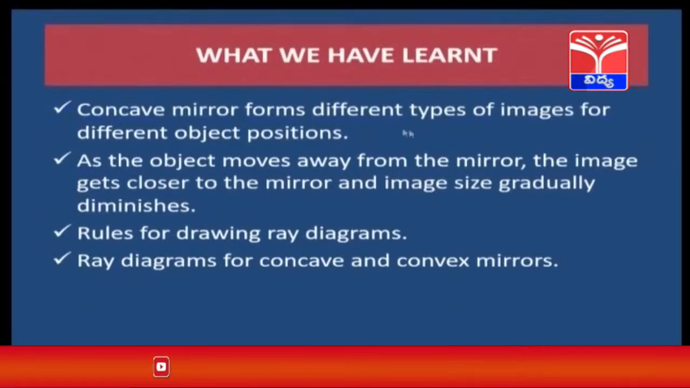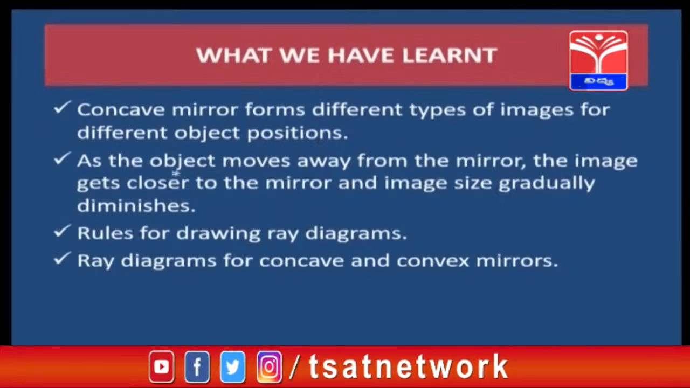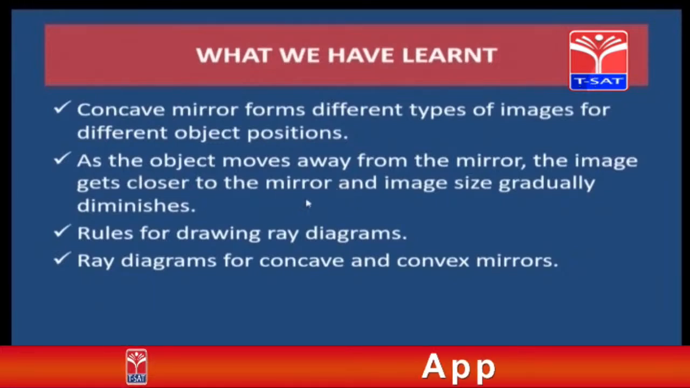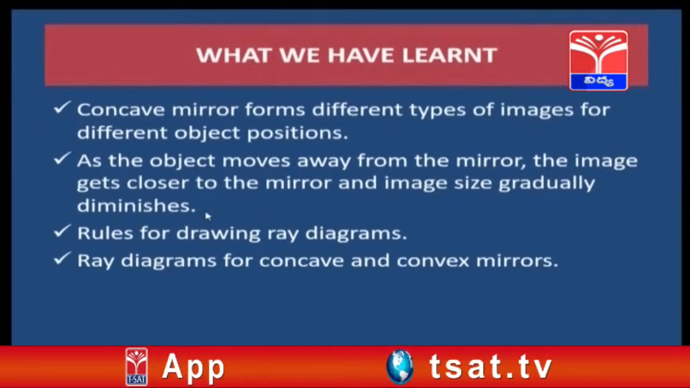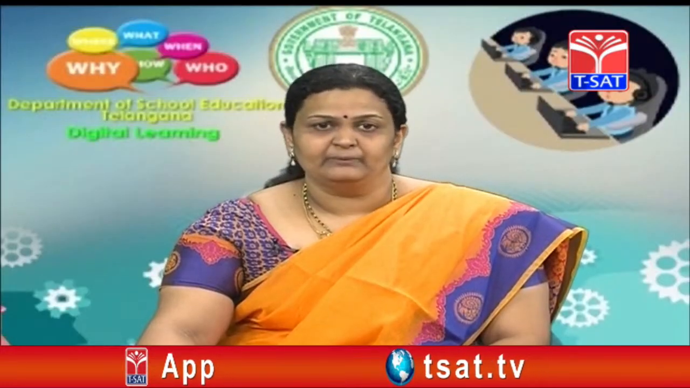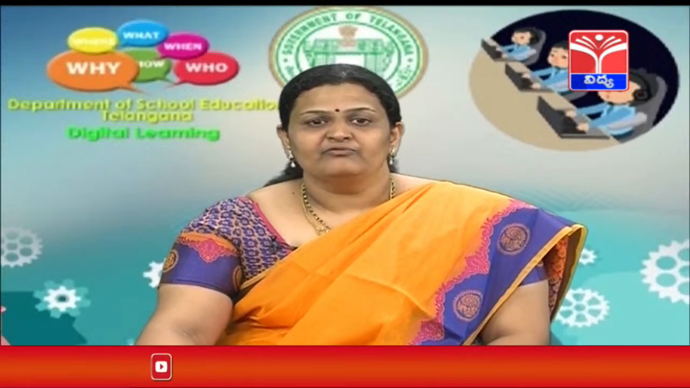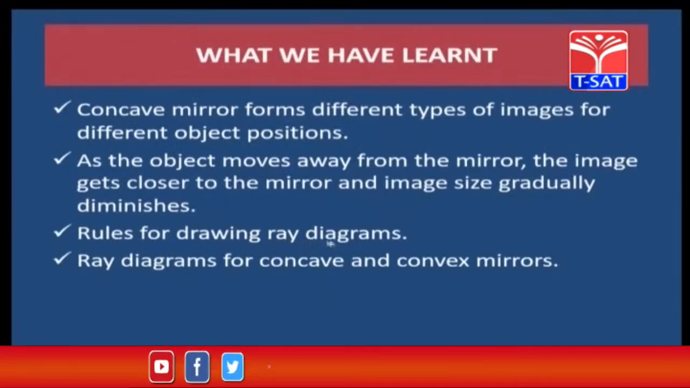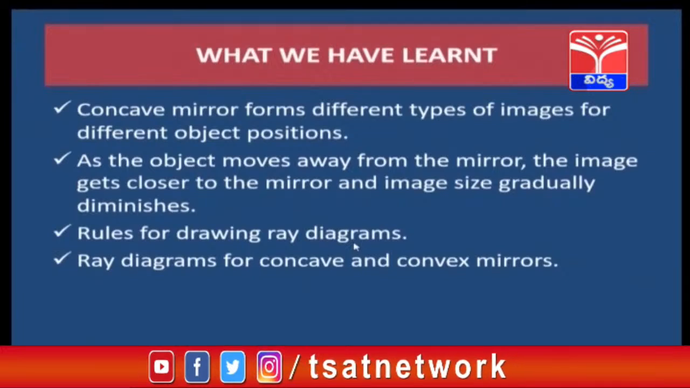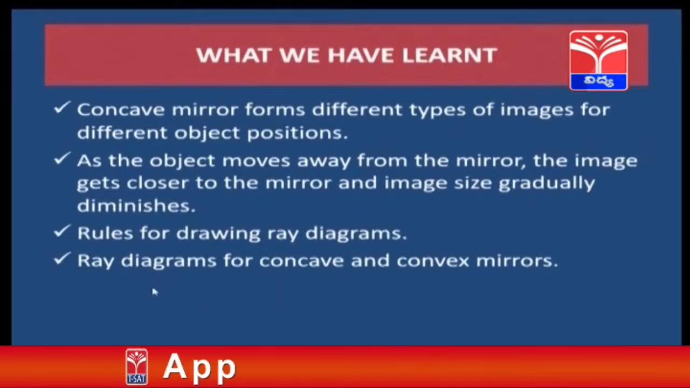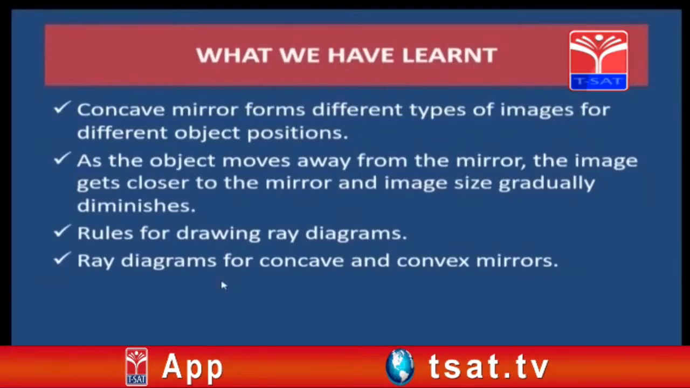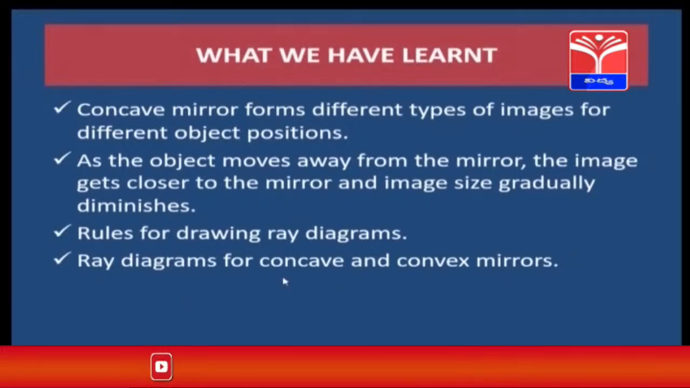The concave mirror forms different types of images for different object positions. As the object moves away from the mirror, the image gets closer to the mirror and the image size gradually diminishes. Children, this we have seen in the observation table. Then we have seen the 4 rules for drawing ray diagrams for concave mirrors and 3 rules for convex mirrors. We have seen 6 ray diagrams for the concave mirror and 1 ray diagram for the convex mirror.